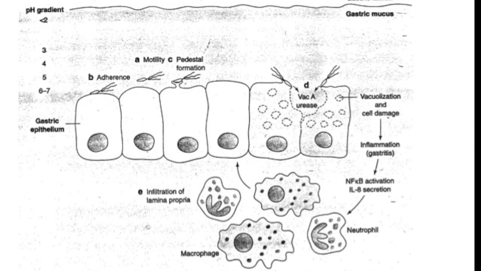I neutralize the acid in the mucus by producing large amounts of urease, which breaks down urea in the stomach to carbon dioxide and ammonia. I use vacuolating cytotoxin that damages epithelial cells by disrupting tight junctions and causing apoptosis. I also use cytotoxin-associated gene A that causes inflammation by inhibiting apoptosis and triggering cell growth. But that's hypothetical, of course.